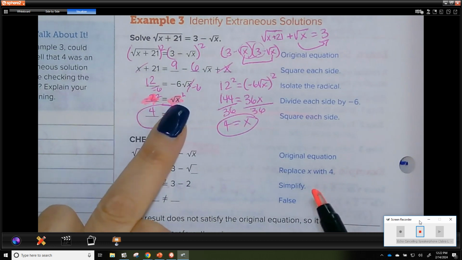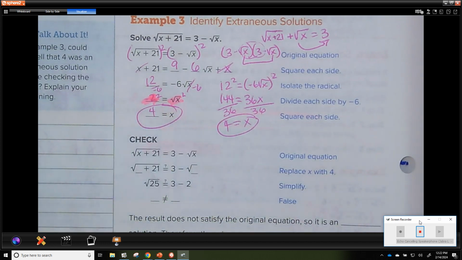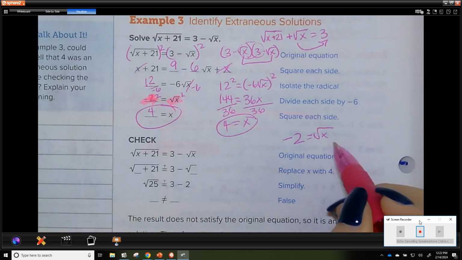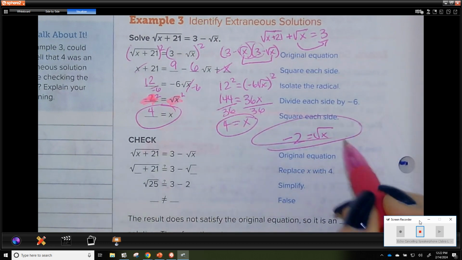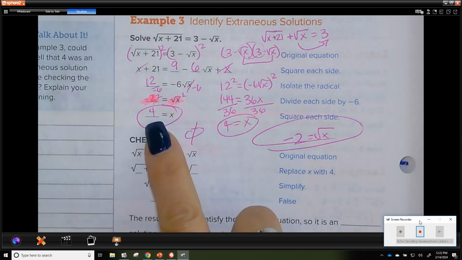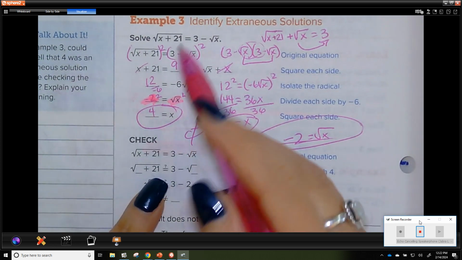You could find it right there, because if I have negative 2 equals the square root of x, that's not true. So there's no solution. And 4 was my only solution. You could also plug it back in to check.